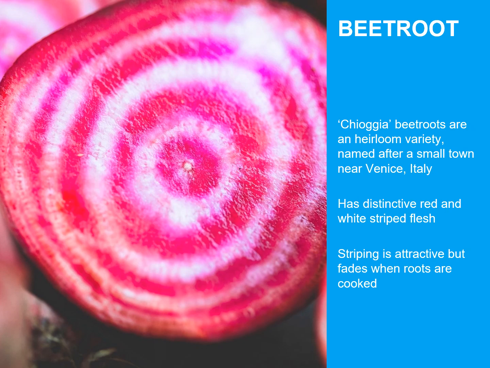Next we have quite a striking beetroot cultivar. It's called Chioggia, and this is an heirloom variety, so it's not typically produced commercially, but may be grown by amateur growers. It's named after a small town near Venice in Italy, and it has this distinctive red and white striped flesh on the inside of the roots. This striping is very attractive when it's harvested and the root is raw. However, after cooking, this dissipates and fades.